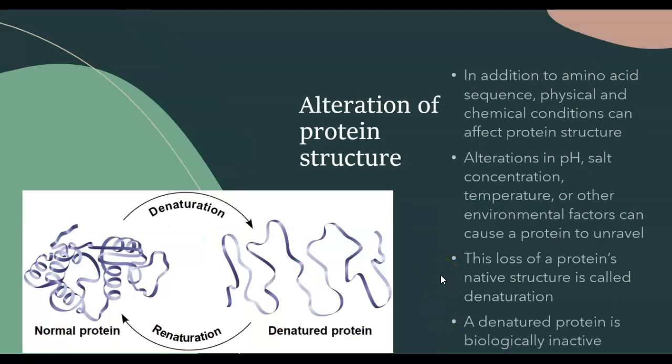Now, protein structure can be affected by things other than just the amino acid sequence. The physical and chemical conditions in the area where the protein exists can affect the way the protein is folded. If the pH is wrong, if it's got a high salt concentration, if the temperature is wrong, all of those things can cause the protein to unravel or to change shape in some way.